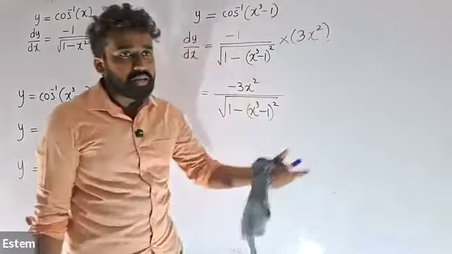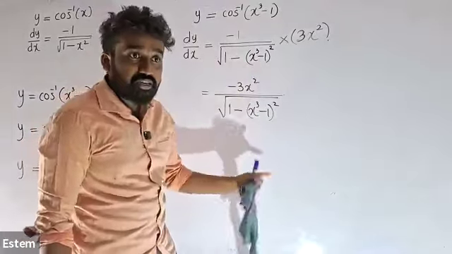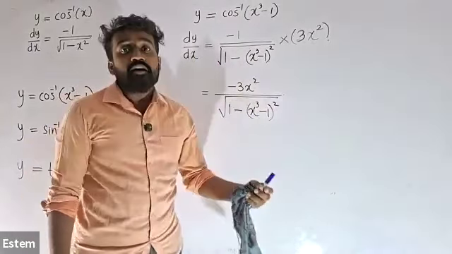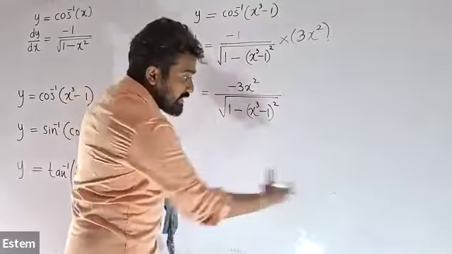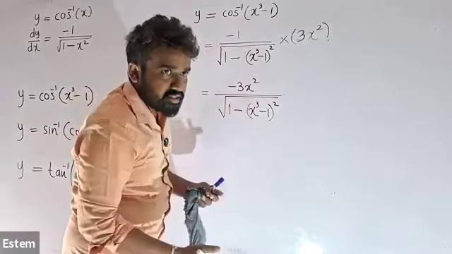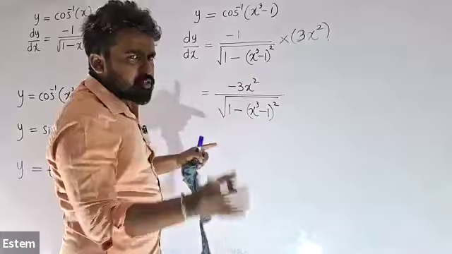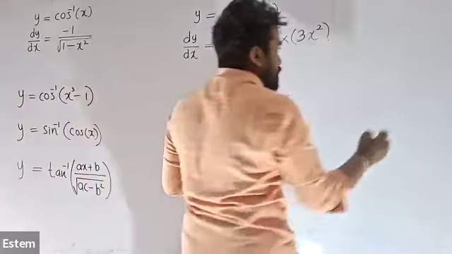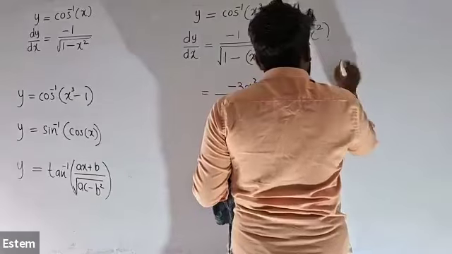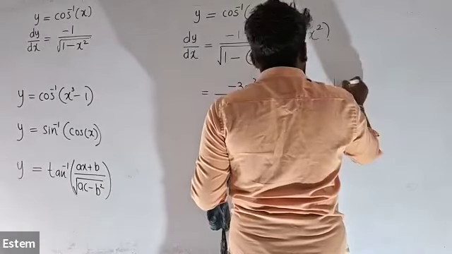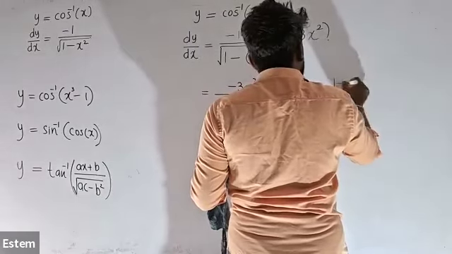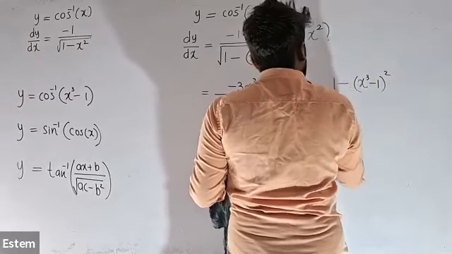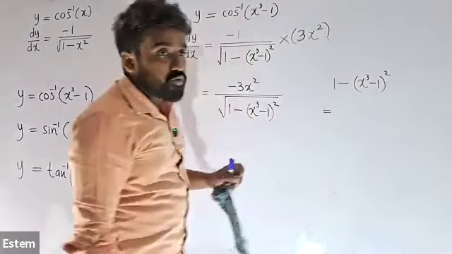So in such places, you should simplify further. You should continue the simplification until we get the answer that they request. In such places, you can use the help of the difference of two squares. So I do that also. We can apply this: 1 minus, see, 1 minus x cube minus 1 squared.